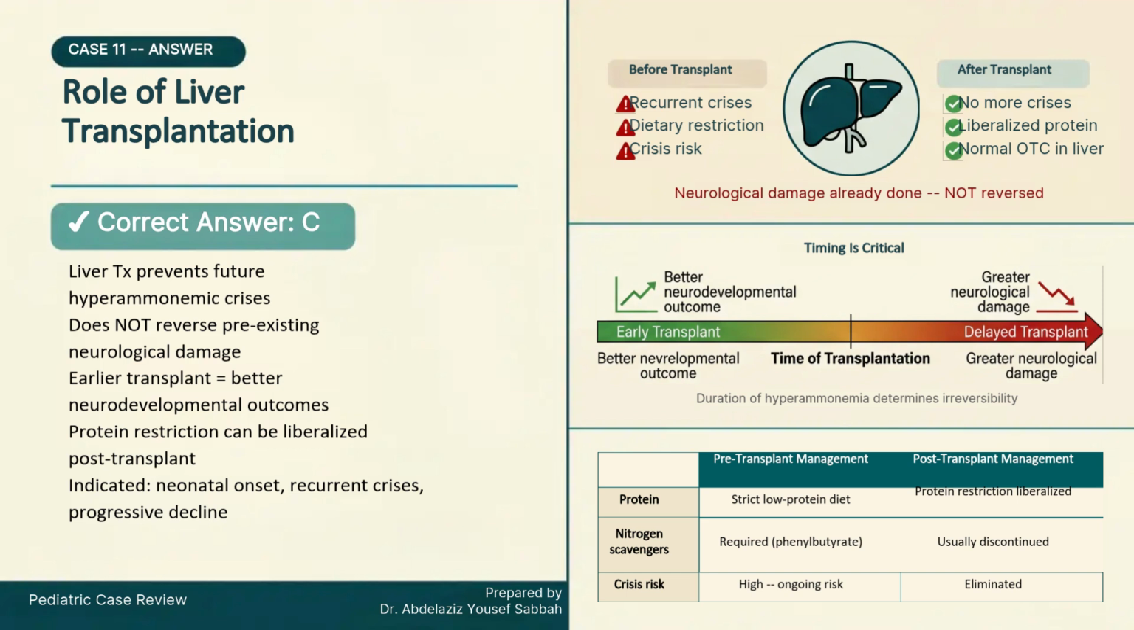Earlier transplant means better neurodevelopmental outcomes, because the longer hyperammonemia has been allowed to act, the more irreversible the damage. Transplant is indicated for neonatal onset disease, recurrent crises, and progressive decline. Exactly this patient.